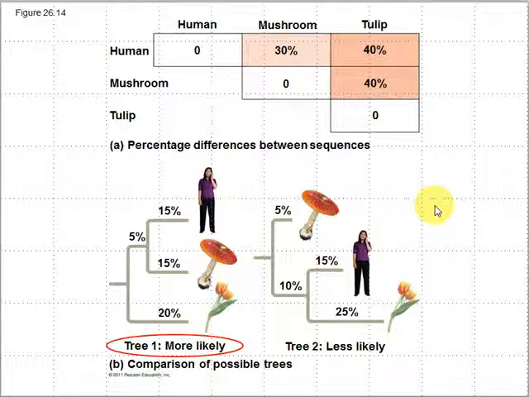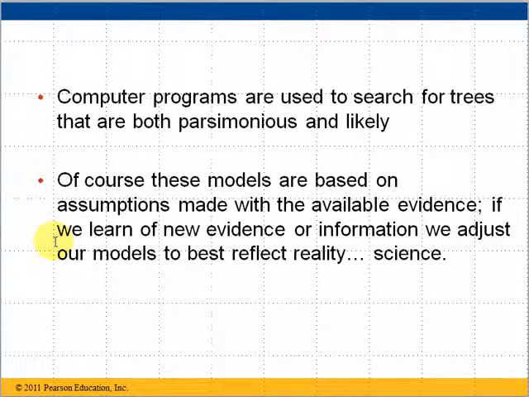So using the particular rules that we choose, the assumptions that we need to follow, tree number one becomes the more likely phylogenetic tree that more likely represents reality. Going back to what we were saying earlier, especially when you're looking at molecular data and genetic data, it's really not possible without the use of computers and mathematical programs. So computer programs are used to search for trees that are both parsimonious and likely, and this is going to give us the best results according to the data that we enter.